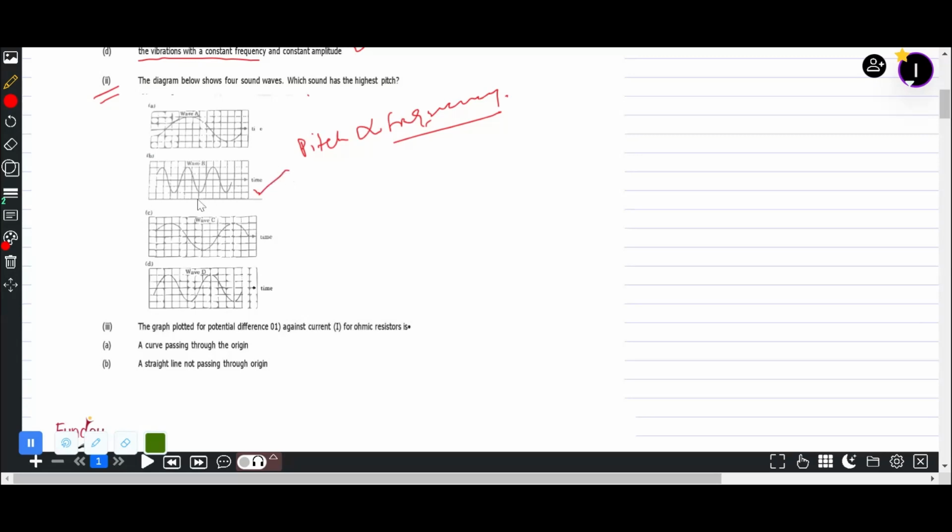So frequency is opposite of T. T is equal to 1 by f, f is equal to 1 by T. So if you see in this case, time period is lowest. Time period is from one peak to the next. So this is half wave and then this is full wave. So you can notice that this has more and more revolutions in lesser time. So this is the highest frequency, this is the highest pitch.